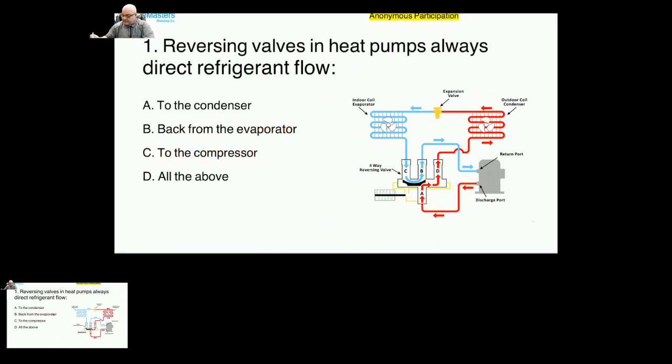And back from the evaporator. So this is your evaporator. In this case, the indoor coil evaporator is coming back from the evaporator. And this is going to the condenser. This is going to the condenser or outdoor coil.